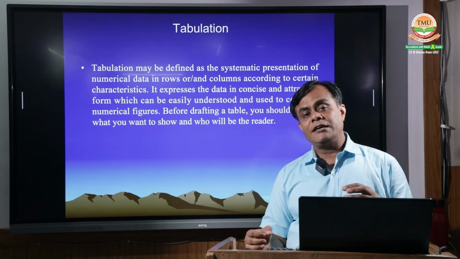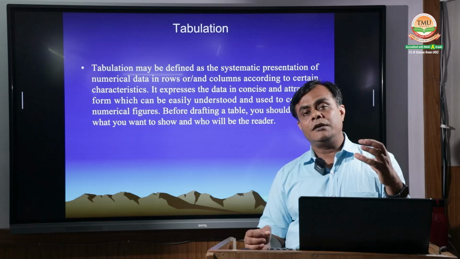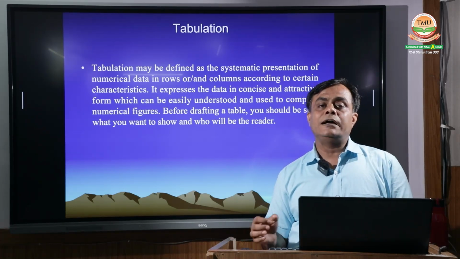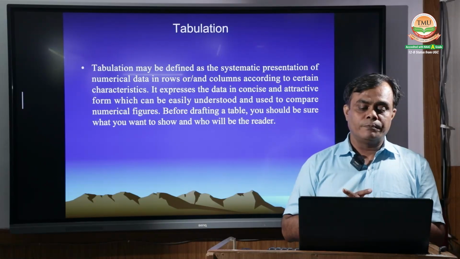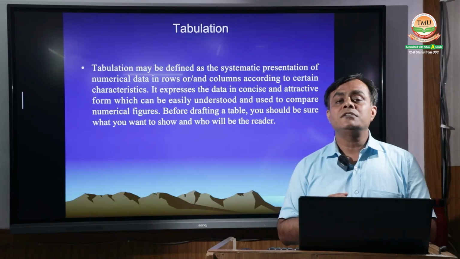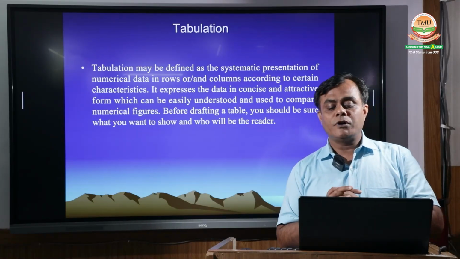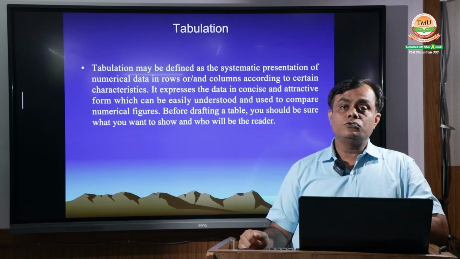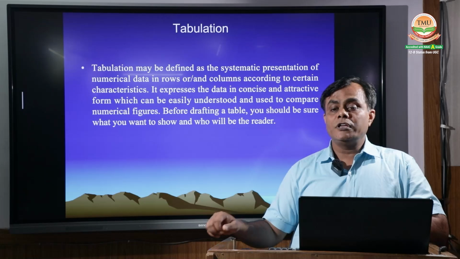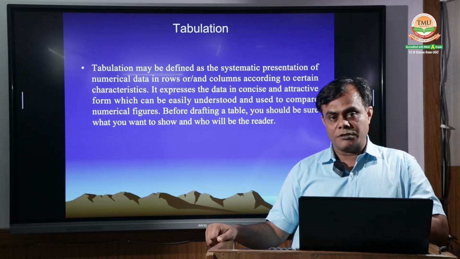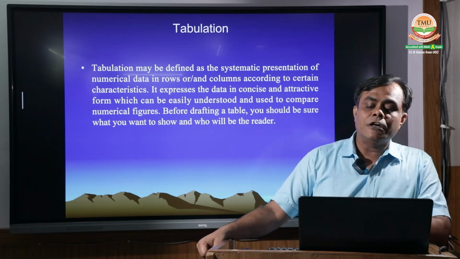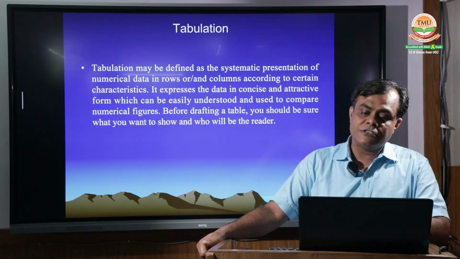So using the data in a tabular format makes the data concise and attractive, and it is easy to understand and easy to compare the different numerical figures on a different characteristic basis or a different time basis. So before drafting a table, you should be sure what you want to show and who will be the reader. It is very important information you have to note when you are going to draft a tabular formation of the data.